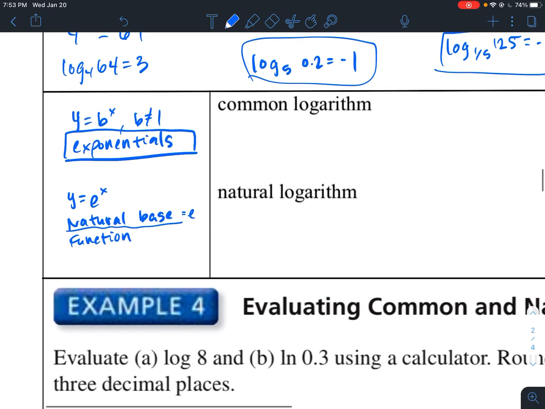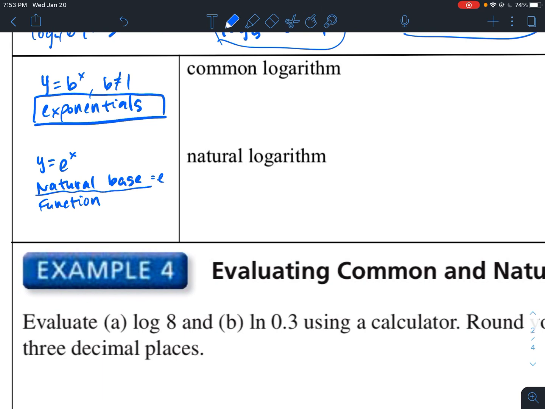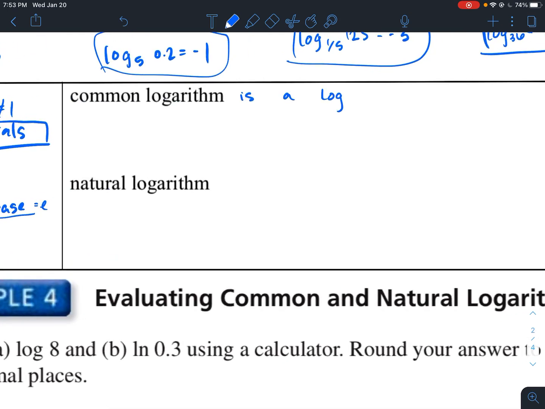Likewise, logarithms have a similar idea. A common logarithm is a logarithm with base 10.